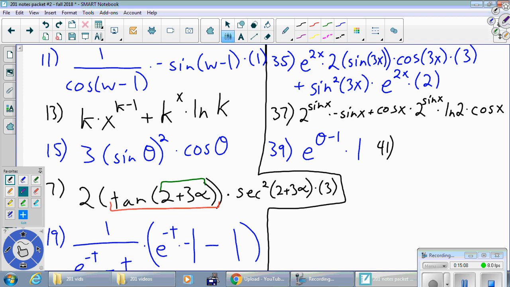Okay, but let's see if we can try 41. I see t's in the parentheses and I see a t in a power. So these are two t formulas multiplied together. So that is a product rule. So we go first times the derivative of the second.